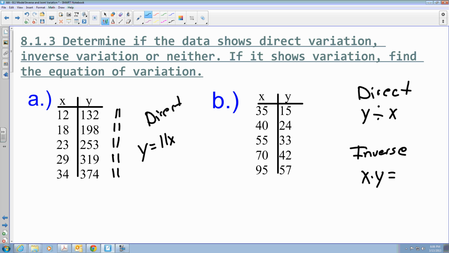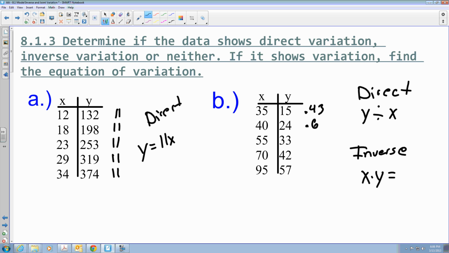So let's take a look at example B. First off, let's see if we have a direct variation. If I go 15 divided by 35, I get roughly 0.43. Now I've got 24 divided by 40, and I get 0.6.